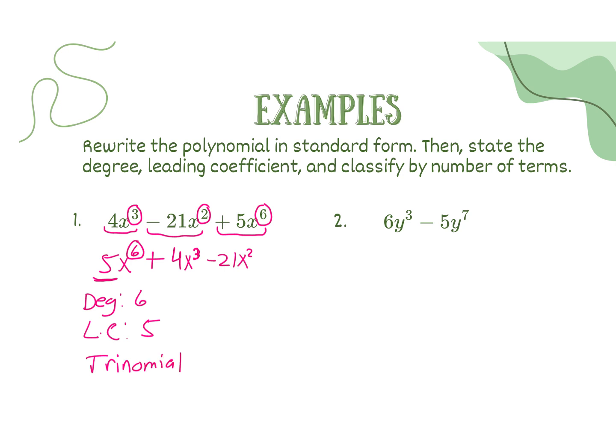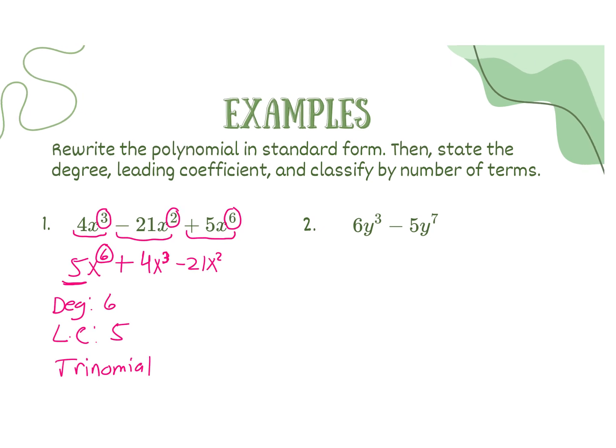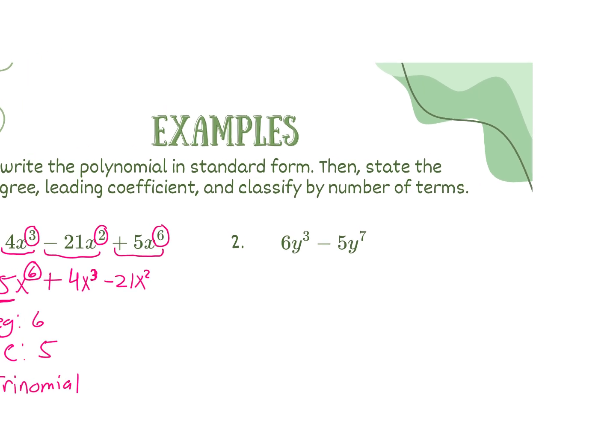All right, we can try the same thing with the next one. So in standard form, we have an exponent of 3. I have an exponent of 7. I'm going to take the one that has the exponent of 7 first. All right, highest exponent goes first. So I have minus 5y to the 7th, keep the sign with it, plus 6y to the power of 3. That is in standard form.